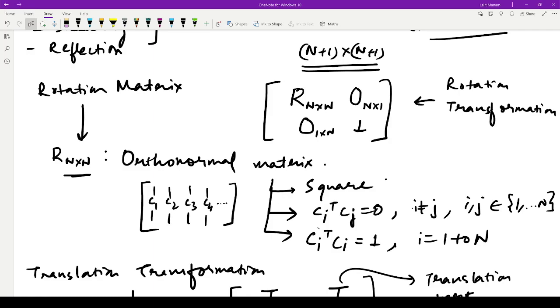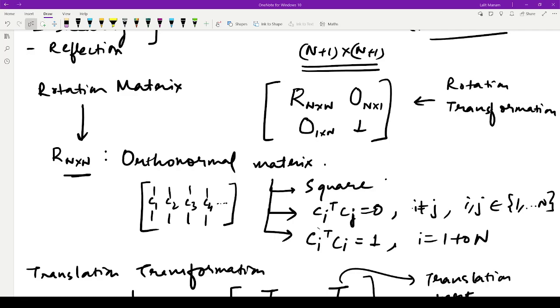Doesn't it lose the property of c_i transpose c_j being 0 if the matrix is inverted? Why? Because then c_i transpose c_j will be 1. No, invertible doesn't mean that you're taking a transpose. Yes, sir, it is invertible.